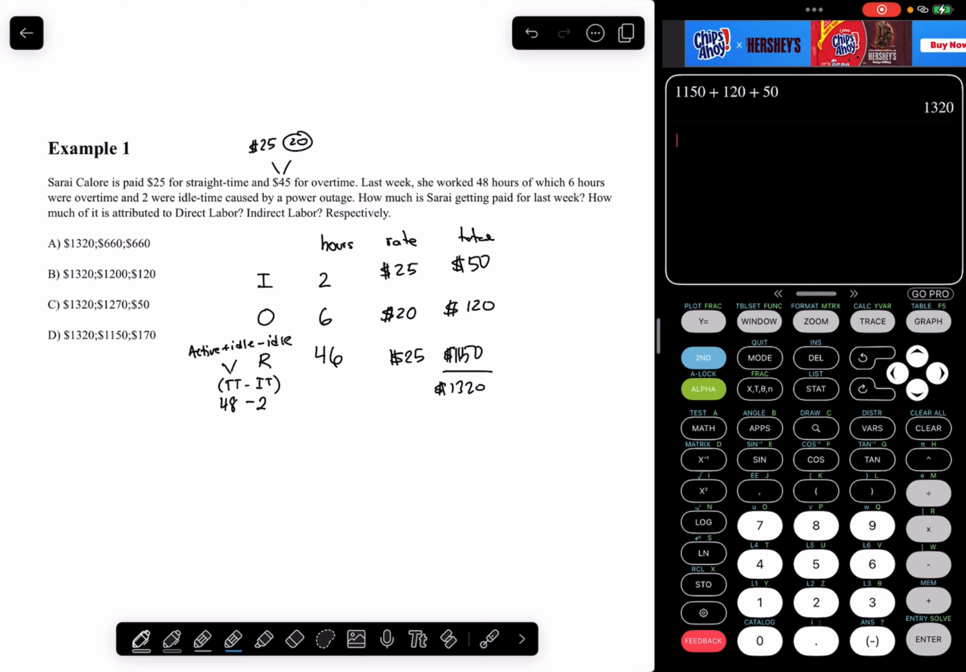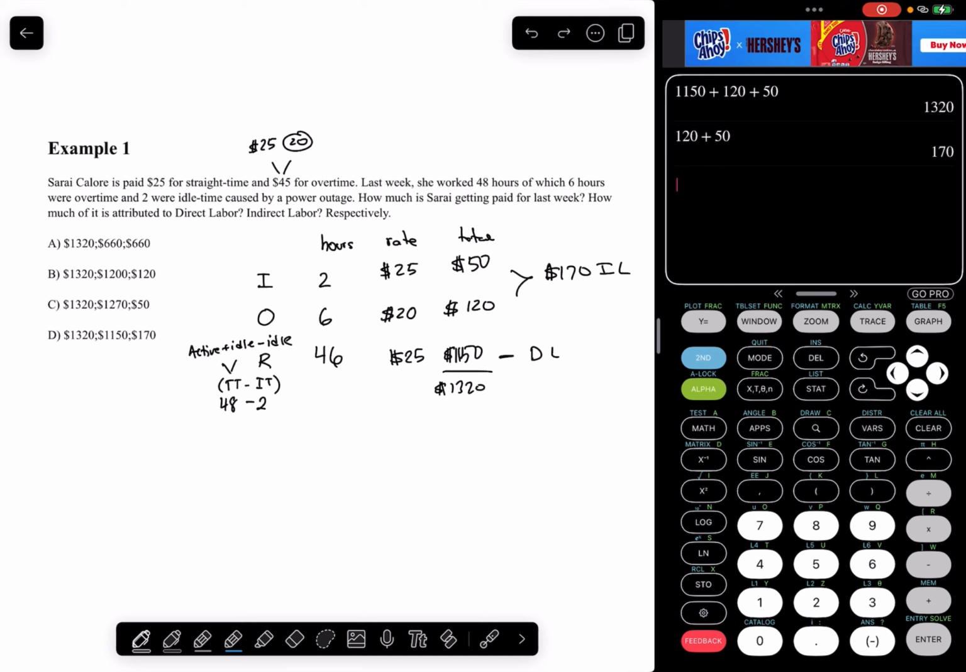That's my check. But how much of it was indirect labor? How much of it was direct? So indirect is always the top two as long as you follow IOR. So everything starts with I. 50 plus 120, 170. That's my indirect labor. And then my direct labor is always the bottom one as long as you follow IOR. Or you could just think of common sense. Regular time, you're directly working on a product. Idle time, you're not directly working on a product. So it's indirect labor. You're indirectly working.